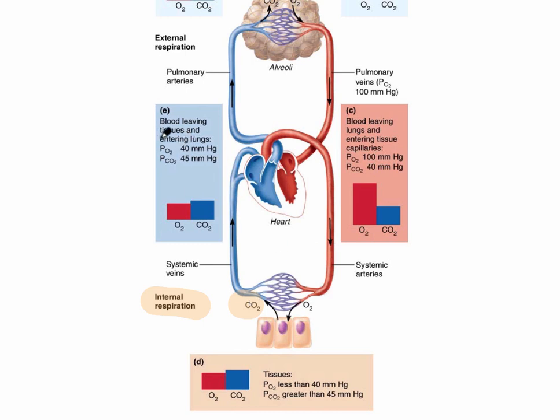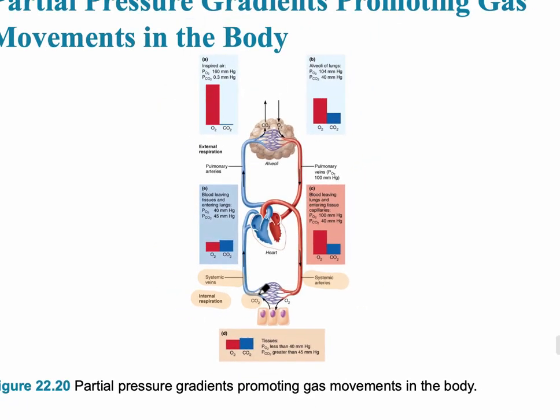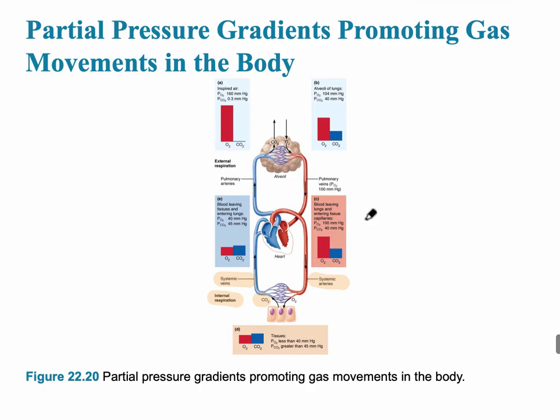So then the partial pressure of oxygen is lower now in the systemic veins. And carbon dioxide basically does the opposite. It's lower in the systemic arteries and higher in the systemic veins, because the carbon dioxide is going to diffuse in the opposite direction from the tissue into the blood vessels that lead back to the systemic veins.